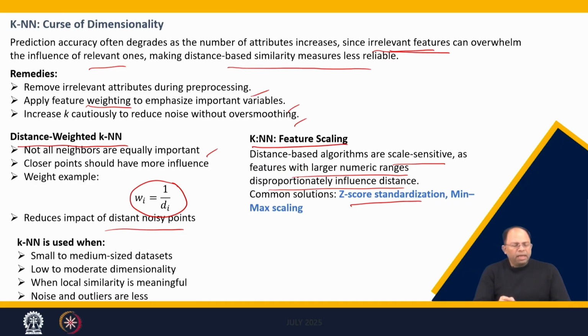And so we will use KNN when small to medium sized data sets are utilized, low to moderate dimensionality data sets are there, and when local similarity also makes sense, like not everything can be determined like that, and when noise and outliers are relatively less compared to some other cases. So that is when we can use KNN, and it's a very simple model. Again I will say that this is a baseline model, and we usually compare the performances of other models with this to see how well those models are performing.